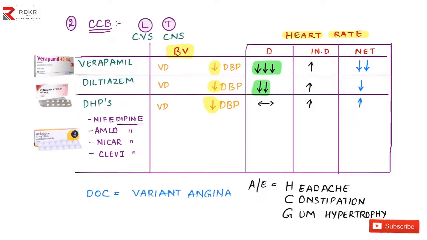And the indirect effect on the heart rate is that all of them increase the heart rate, okay, indirectly. So the net effect here will be, when you cancel both effects, only two arrows will be present. That is the net effect. There will be a great or moderate decrease in the heart rate, and when you cancel each of them, you have the minimal decrease in the heart rate.